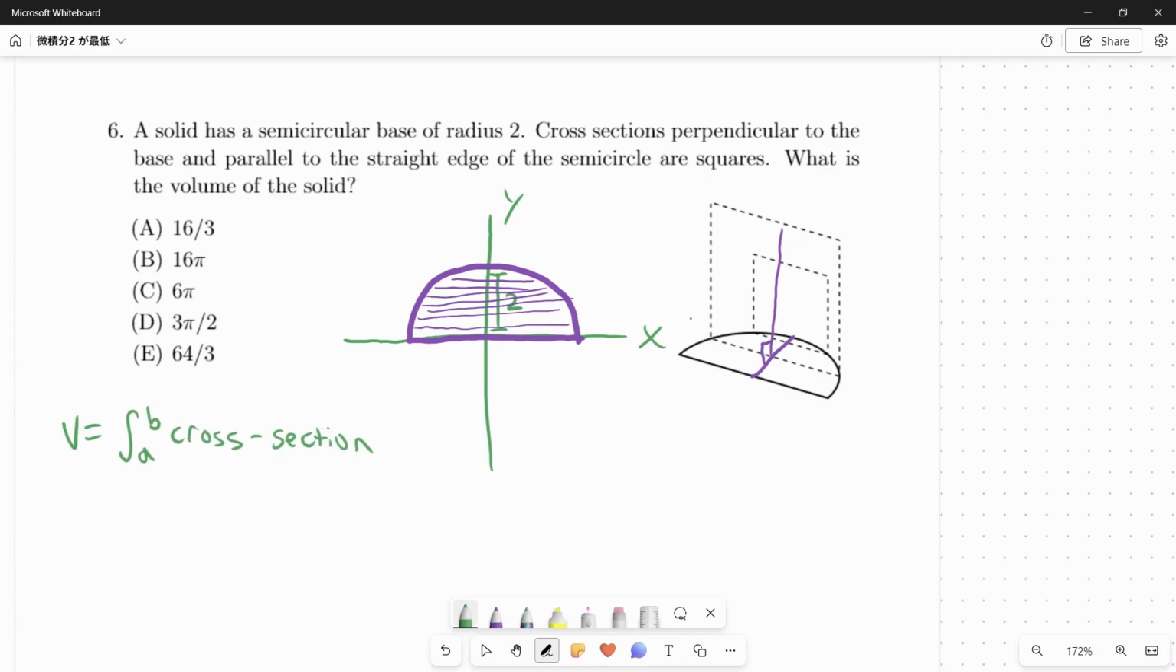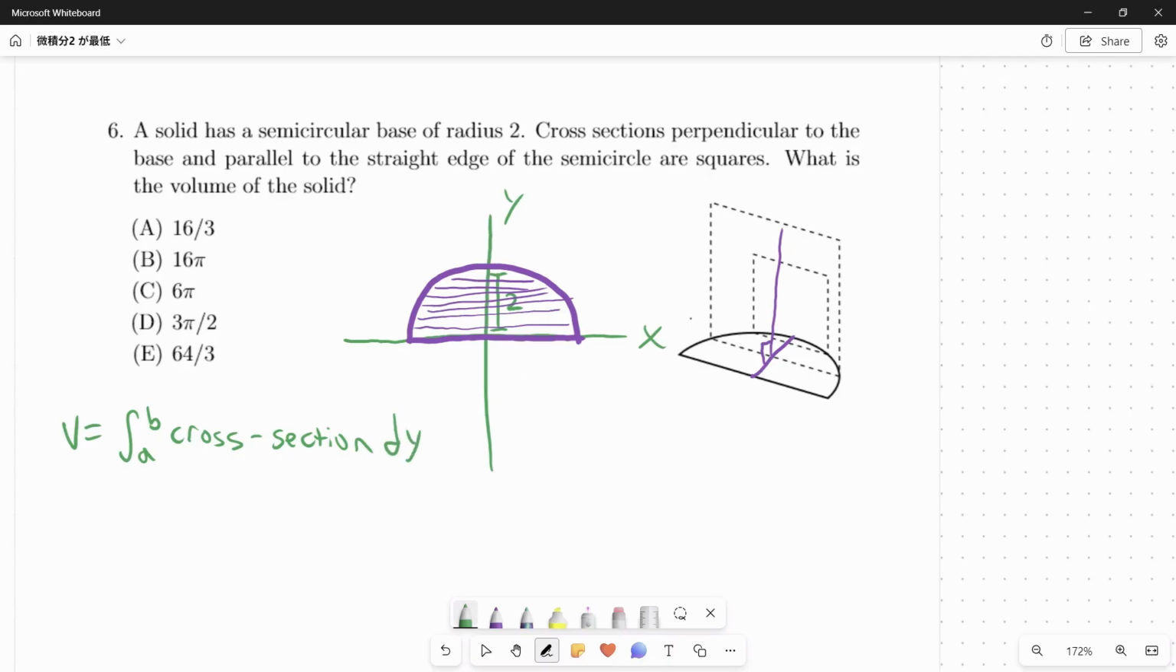And then to determine which variable you want to integrate with respect to, our choices would be x and y. You want to integrate with respect to the variable that's perpendicular to your cross-sectional areas. So we know that the cross-sectional areas are parallel to the straight edge, which is parallel to the x-axis. And so that would make the y-axis perpendicular to our cross sections, as you can see here. So we're going to want to integrate this with respect to y.